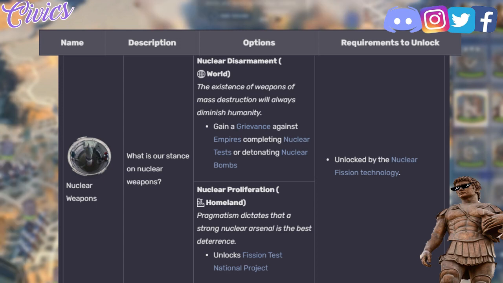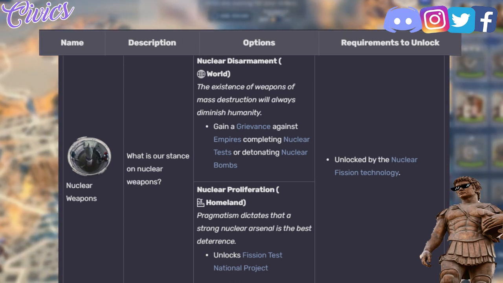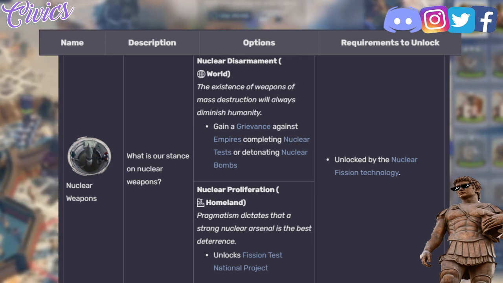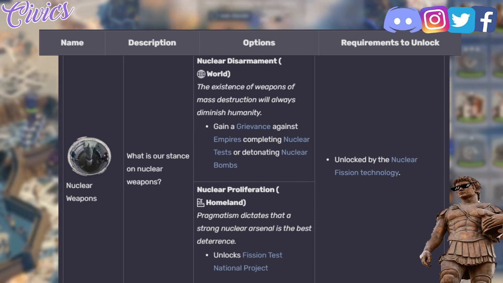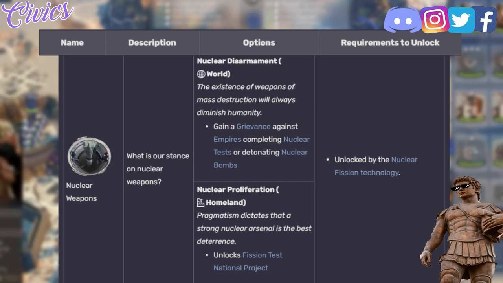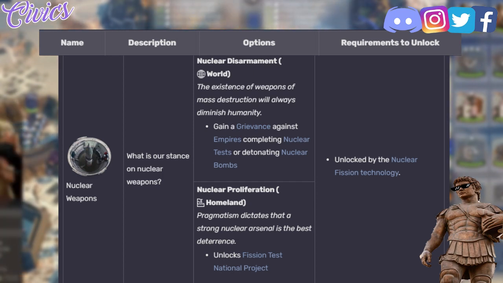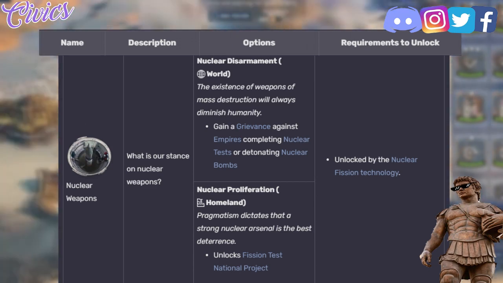Nuclear weapons. What is our stance on nuclear weapons? Option A, nuclear disarmament, world. The existence of weapons of mass destruction will always diminish humanity. Gain the grievance against empires completing nuclear tests or detonating nuclear bombs. Option B, nuclear proliferation, homeland. Pragmatism dictates that a strong nuclear arsenal is the best deterrence. Unlocks fission test national project. Unlocked by the nuclear fission technology.